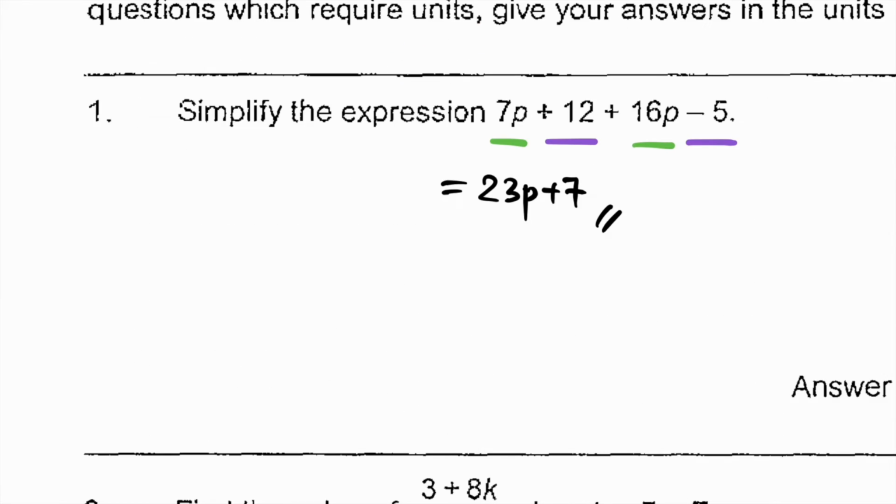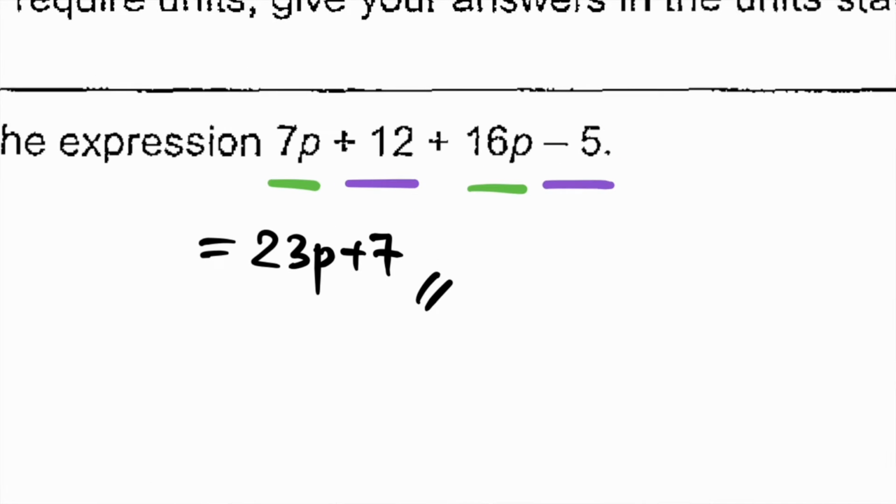First up is algebra, where we have to simplify an expression with 4 terms. So we're going to combine the p's together, giving us 23p. And then the real number 12 minus 5 gets us a positive 7.